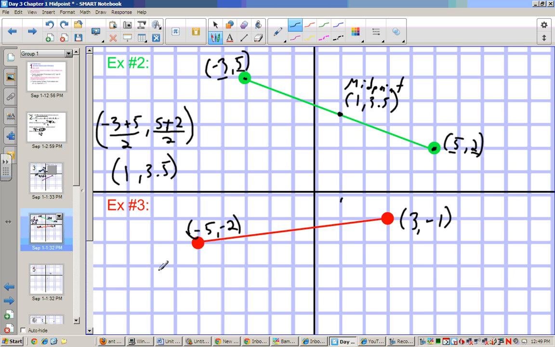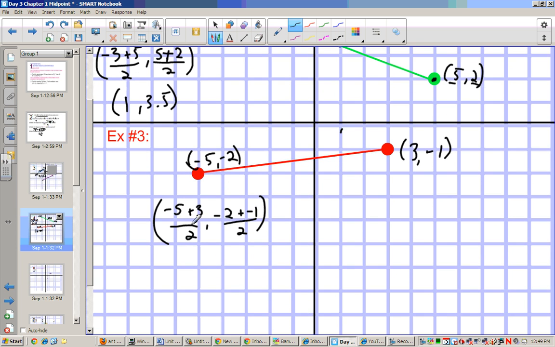So I take my x values, -5 plus 3 over 2. My y values, -2 plus -1 over 2. Now if I add them, I get -2 over 2, which is -1. This is -3 over 2, which is -1.5. So if I check -1, -1.5, and that's my value.